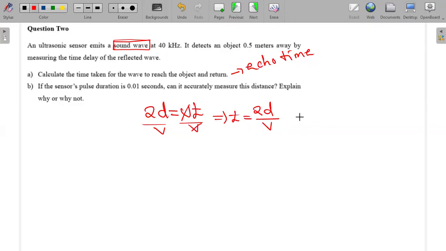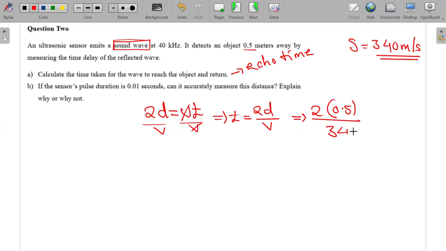So the time will be equal to 2 multiplied by the distance that we've been given here, which is 0.5, divided by the speed of sound. The speed of sound is equal to 340 meters per second. That's what they've told us in question one. So I'll divide everything here by 340 meters per second. So this will be equal to 1 meter divided by 340 meters per second.